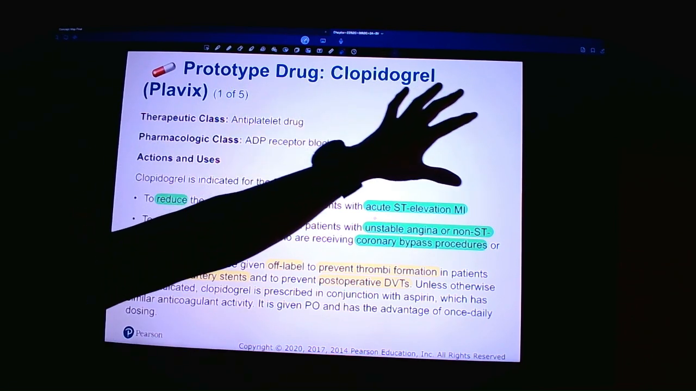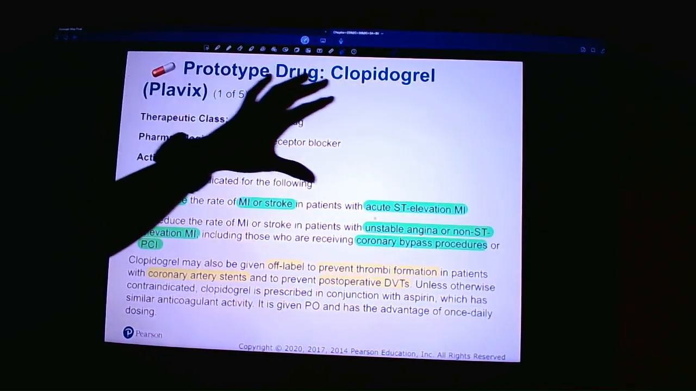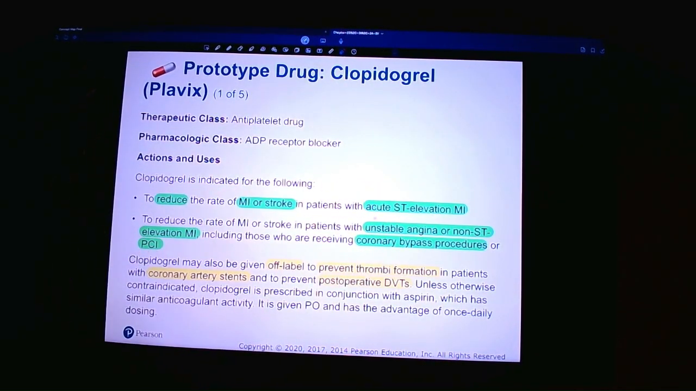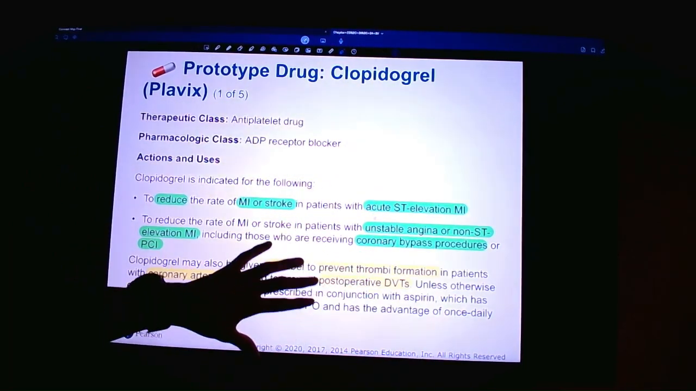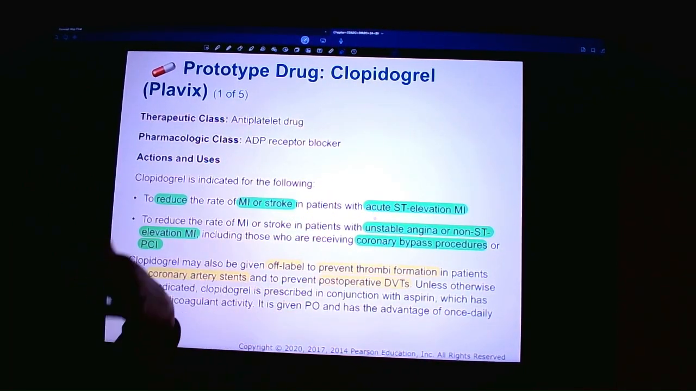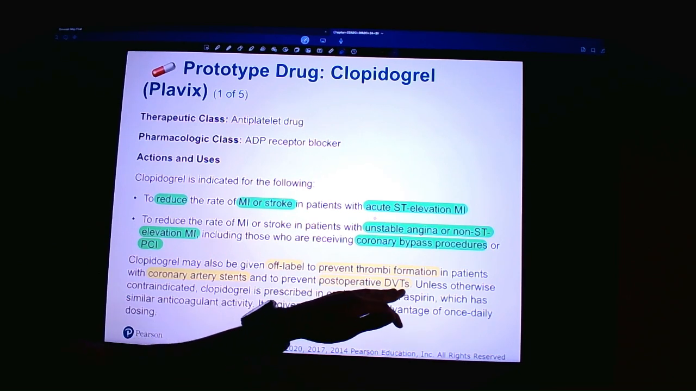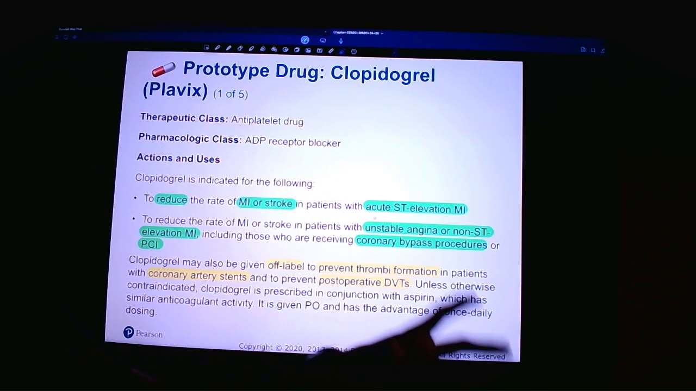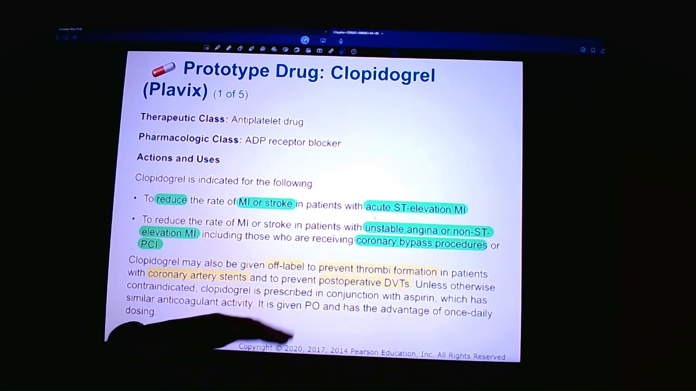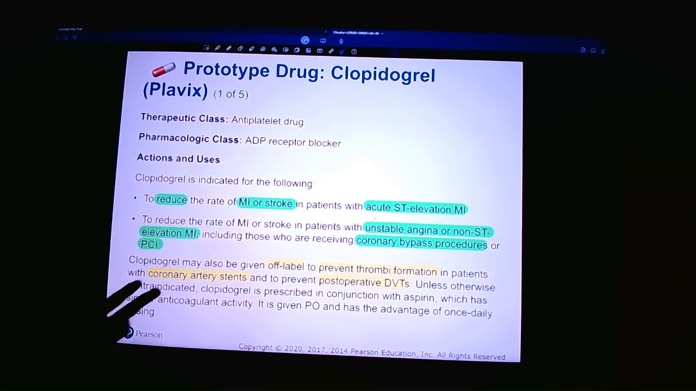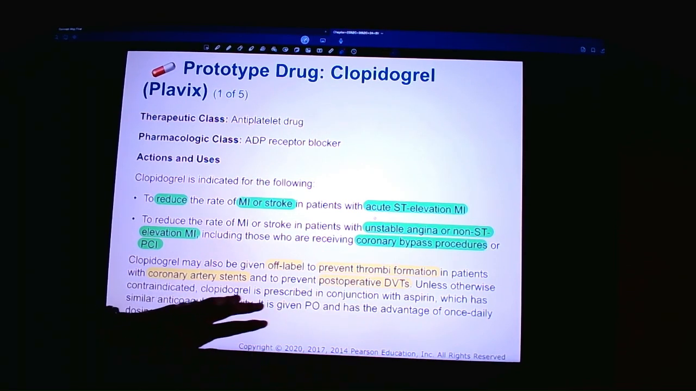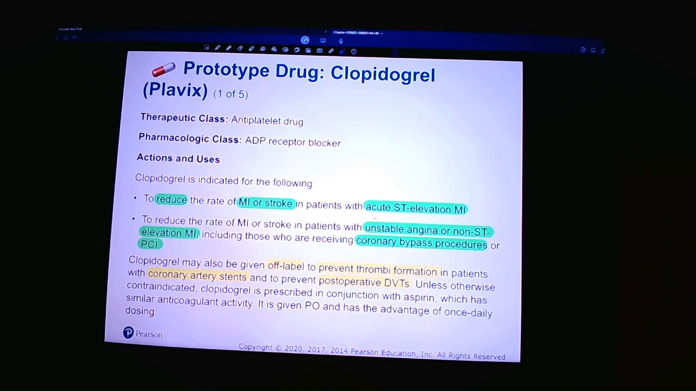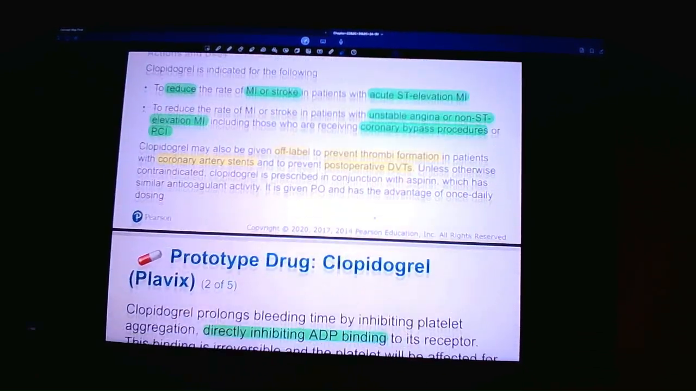Because we said, what did we say? Antiplatelets target what vessels? They target the arteries, right? But it could be given off label, like we said earlier. For DVTs, it's just not the first go-to drug, right? If it says off label, that's like, hey, we're tossing the coin in the air and maybe it might work, maybe it might not, right? And then also off label for stents and just prevention of thrombi formation for those people with stents in the DVT. So pretty interesting stuff.